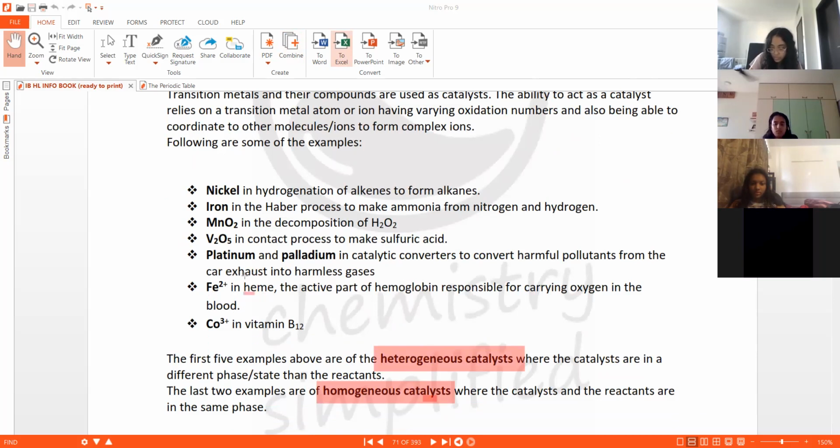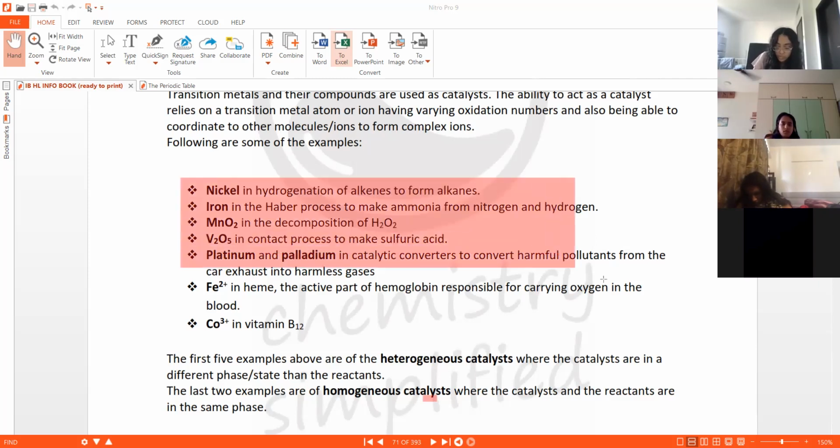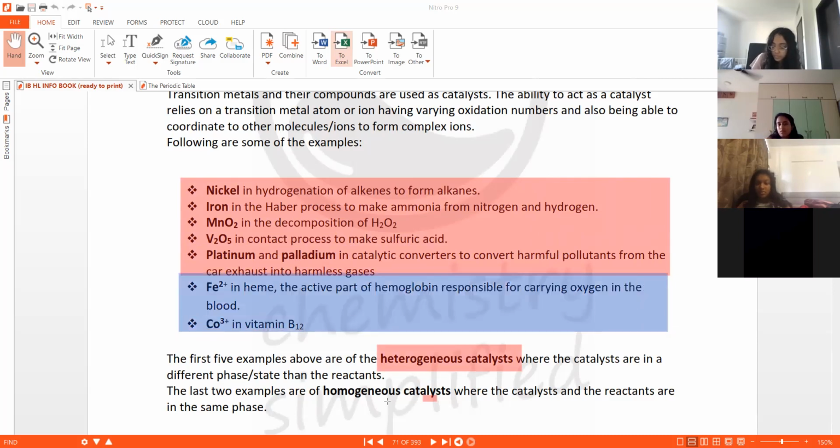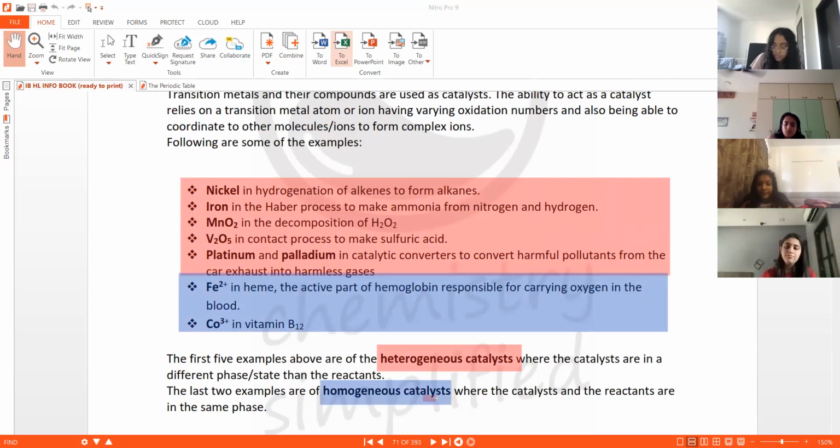Just remember these examples. The first 5 examples here are the heterogeneous. And the last 2 examples here are the homogeneous. Now the difference between the two is that in heterogeneous, the physical state of the catalyst is different than the reactants. For example, nickel, iron, MnO2, vanadium pentoxide, platinum, all are solids. All these catalysts are solid.